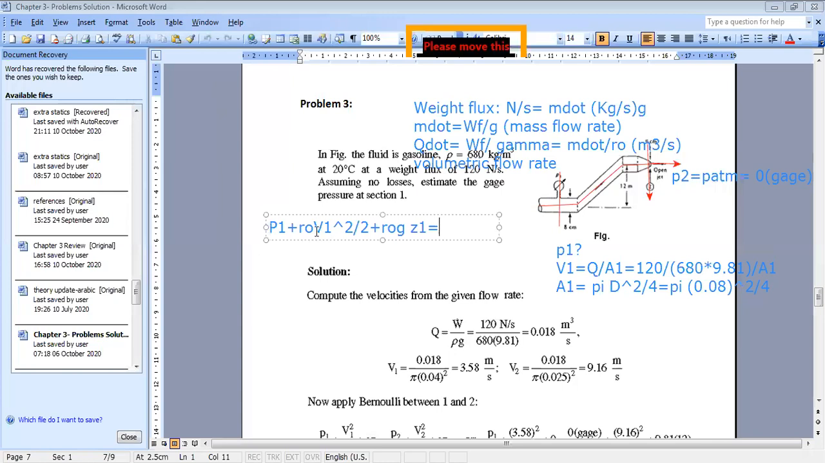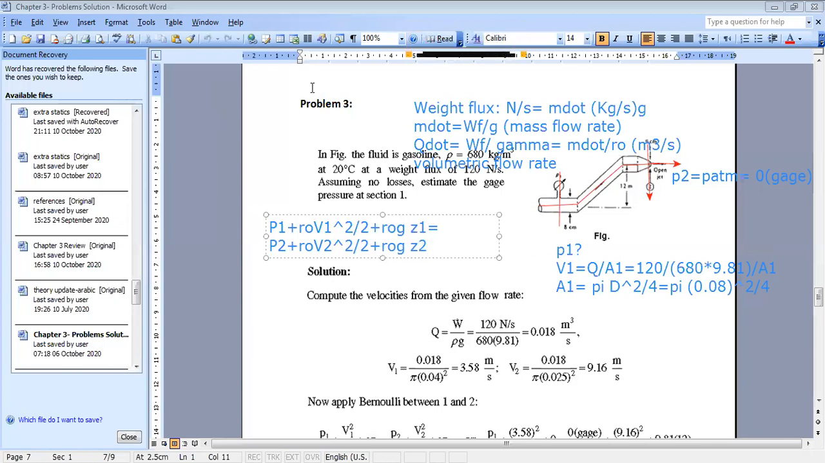Now what about Z1 and Z2? In order to determine Z1 and Z2, you should consider a certain origin or a Z-axis. You can take the origin wherever you want. Yes, the position of the axis will not affect your result, because what you are interested in is delta Z and not Z itself, okay?